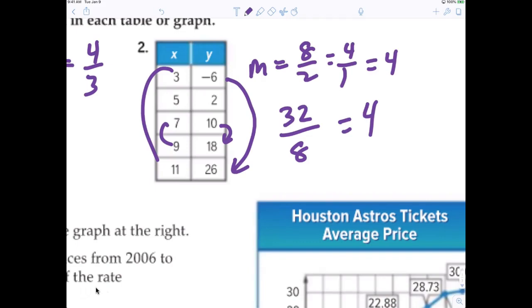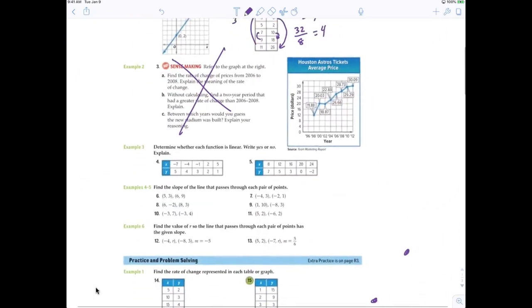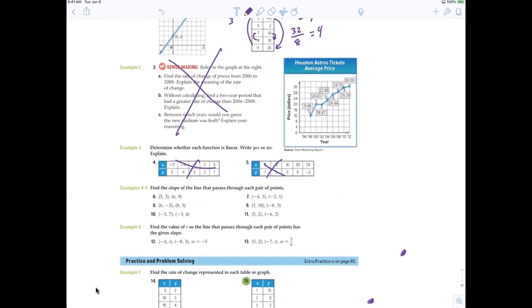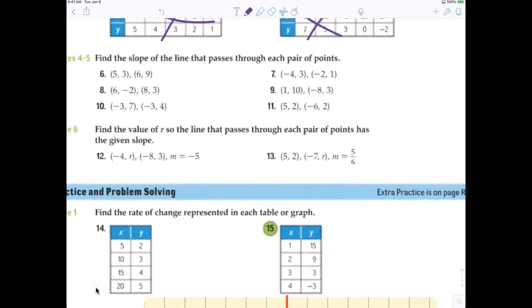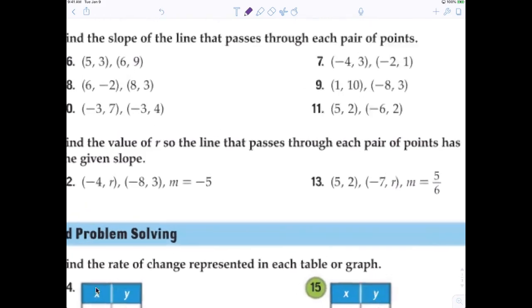Yeah. All right. So now, listen to me. I don't really care about number 3. I don't really even care about 4 and 5. Okay, here's the heart of the problems right here, guys. 6 through 11. I'm going to give you 2 points, and because we are brilliant, we can figure out what the slope is. All right, so I'm going to look at number 6.